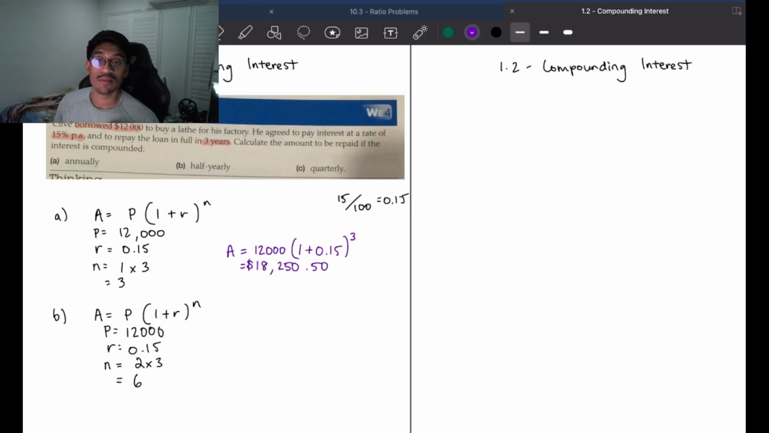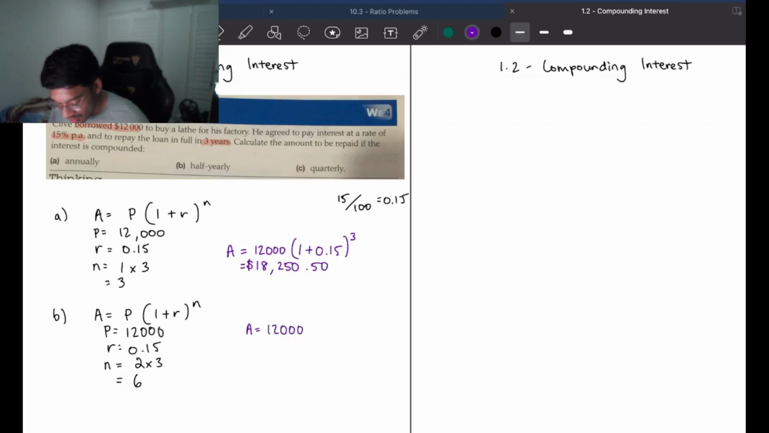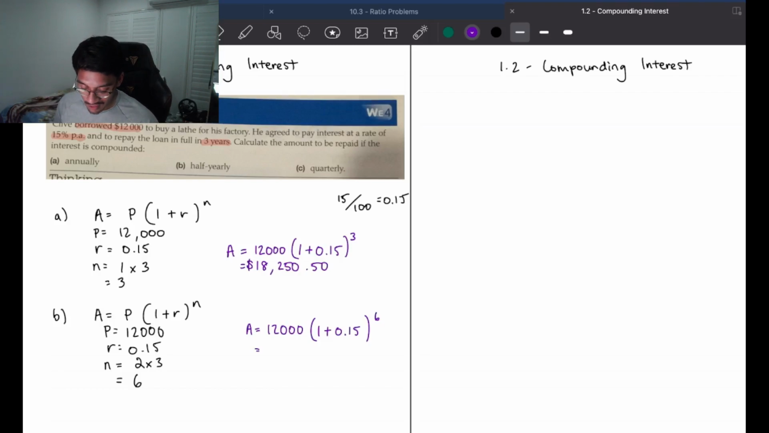From here, exactly the same, I'm going to copy the numbers into my formula. So A is equal to, the principal is 12,000, bracket, 1 plus 0.15, close bracket. Now the N value changes from 3 to 6. And now if you pop that in your calculator, you get an answer of $18,519.62. So if it compounds half yearly, he ends up paying more than if it compounds yearly. So now he pays $18,519 on that $12,000 loan.